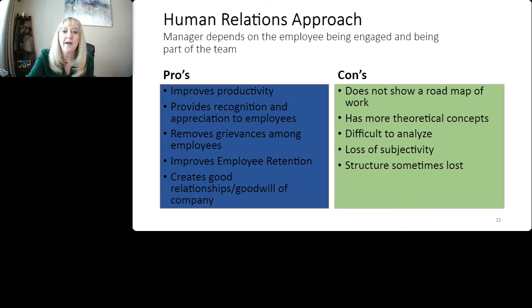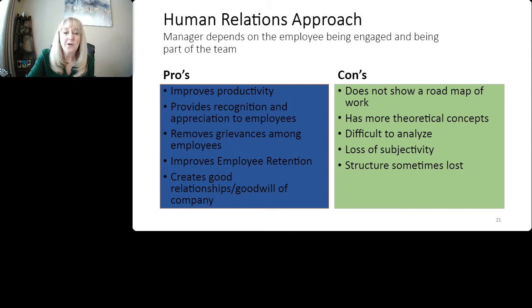A lot of times we focus our efforts on those that are our troubled employees, and we forget about the ones that are doing a really great job. Remove grievances among employees. It improves employee retention. It creates good relationships and goodwill for the company. So those are a lot of the pros. The cons are, it doesn't always show a roadmap. It may have more theoretical concepts, be difficult to analyze, with loss of subjectivity, and structure sometimes lost.